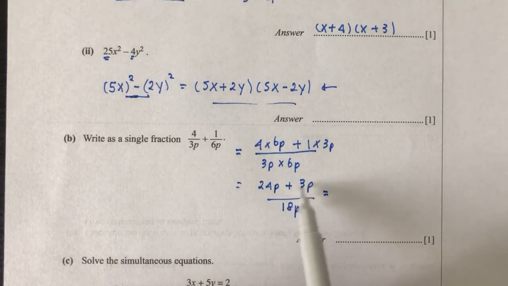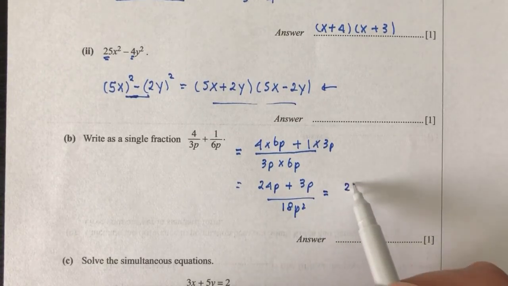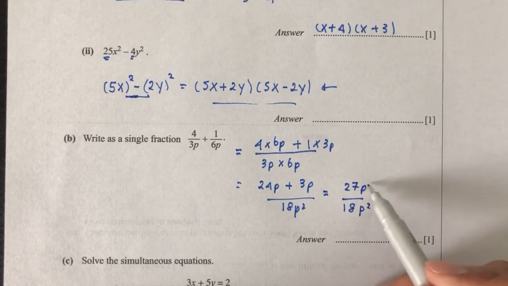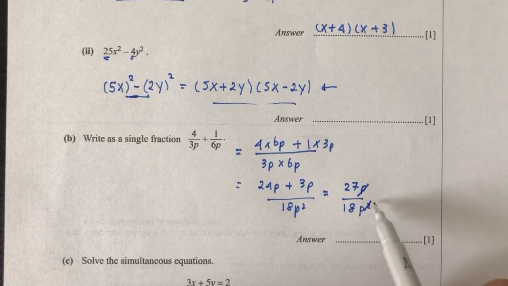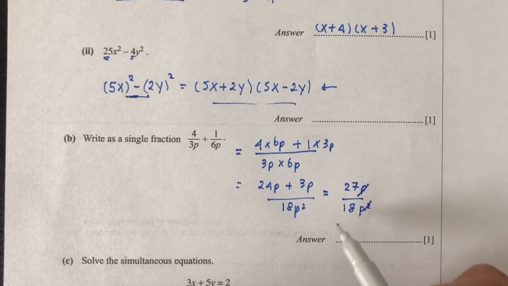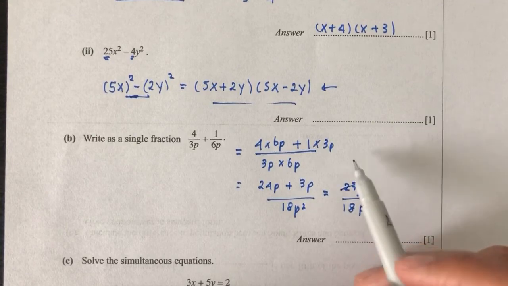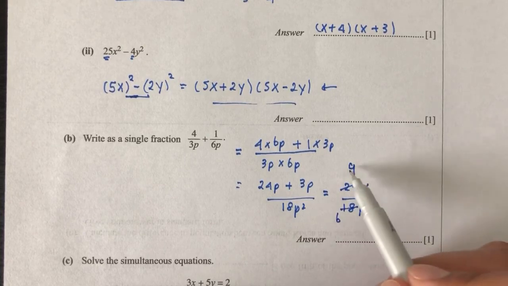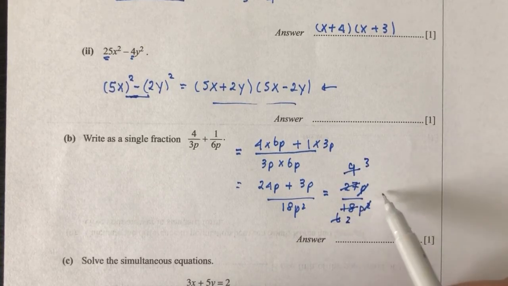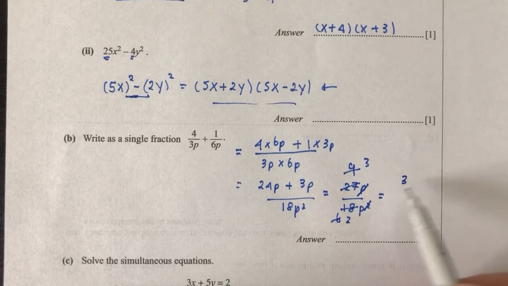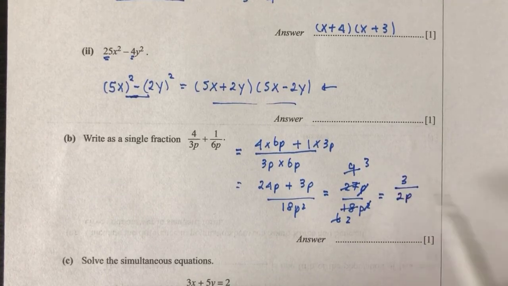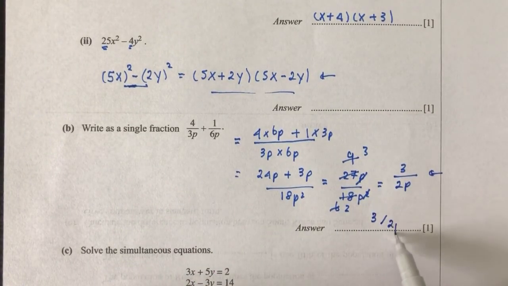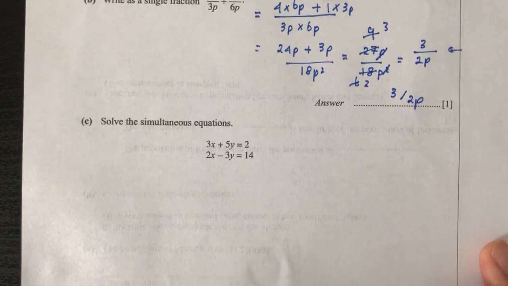So 24p plus 3p will be what? 27p over 18p squared. So p cut, we have only one left. So we can divide by 3. We have 9. 3 will have 6. Divide by 3 again. We have 3. We have 2. So here we have 3 over 2p. And that is your answer for part B. 3 over 2p.